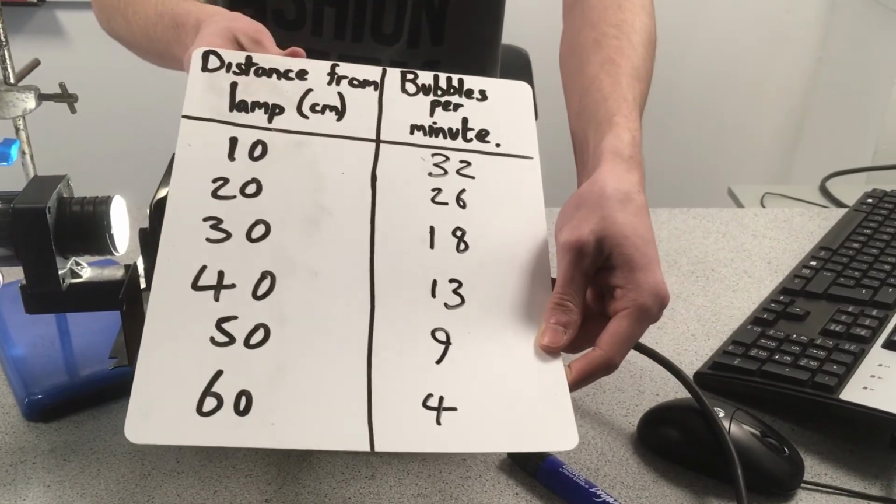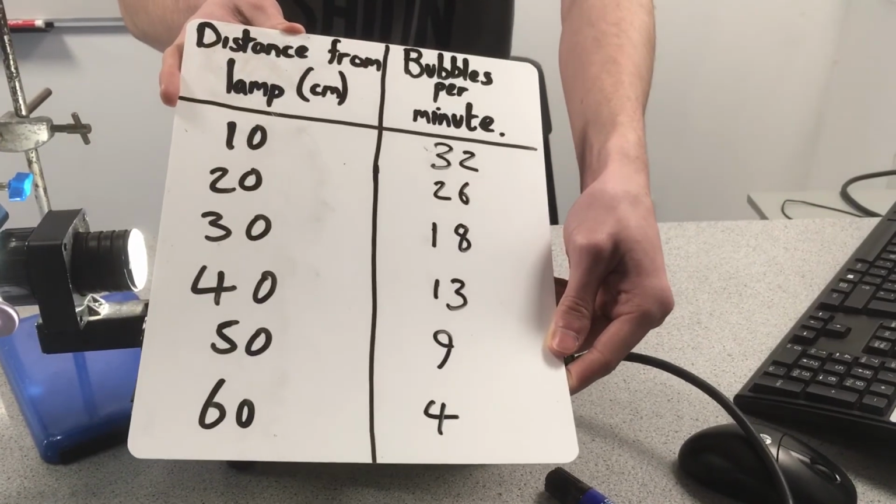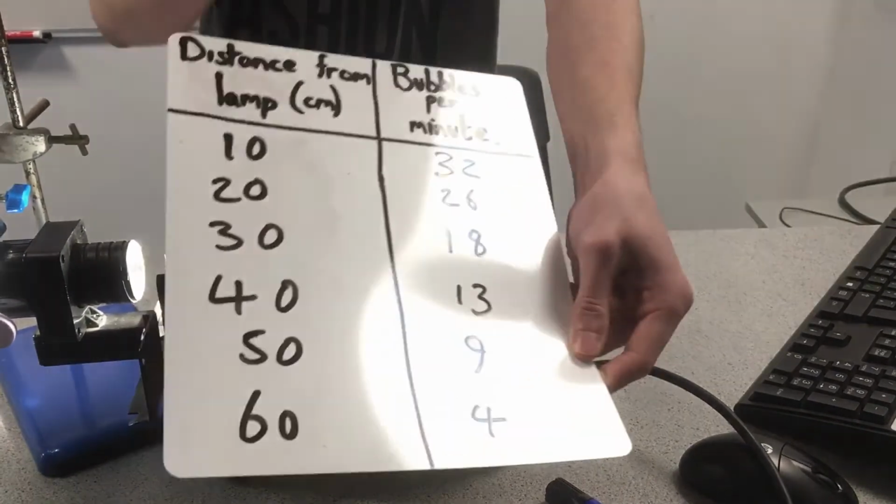So what does that mean, Dom? That means that as the light intensity decreases, so does the rate of photosynthesis and the amount of oxygen given off. Yes, Dom, that's a merit.